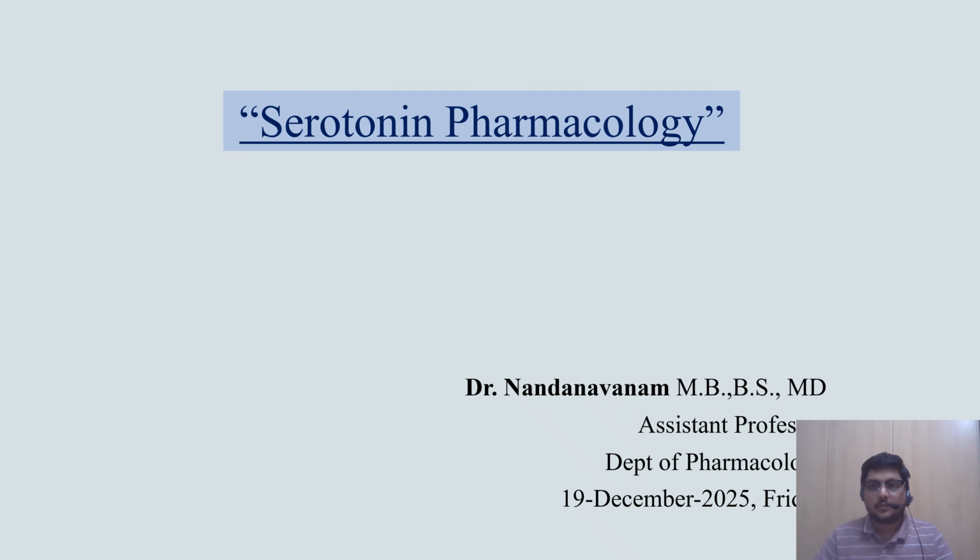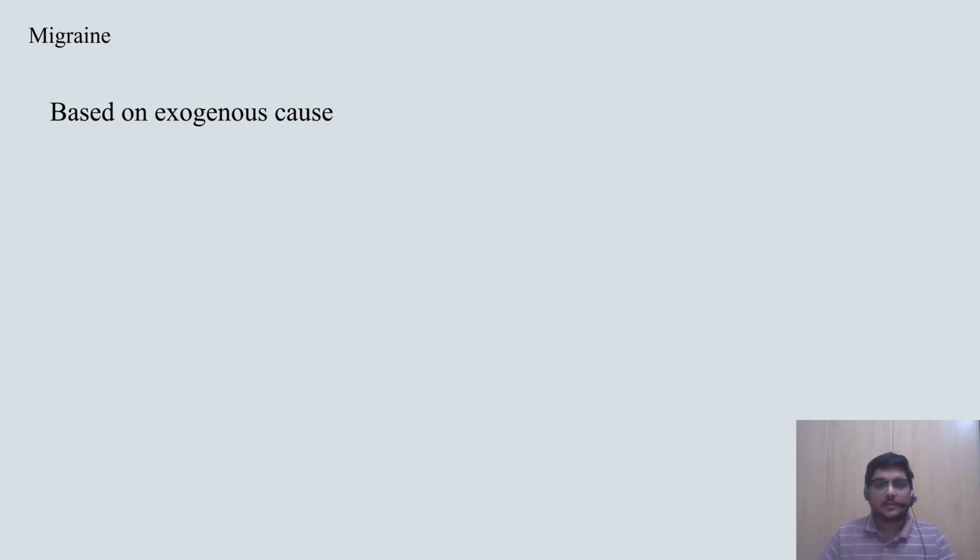In this video, we are going to discuss the pharmacology of migraine. So what is migraine? We all know it is a type of headache, right? And headache is classified into two types based upon exogenous cause: when we know the exogenous cause, and when we don't know the exogenous cause.